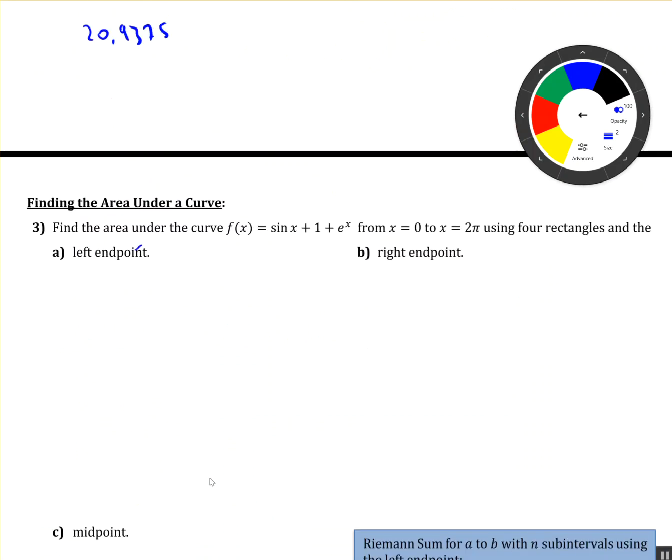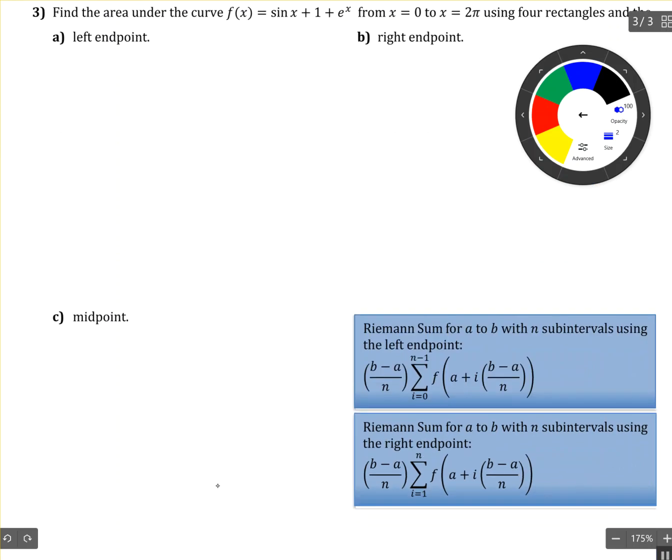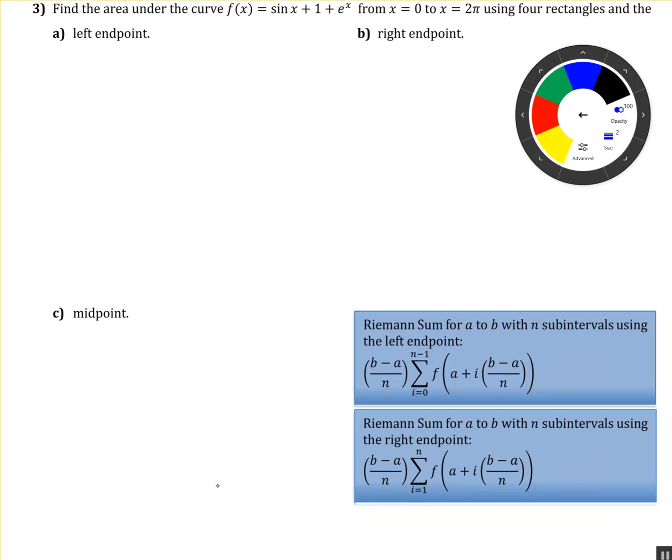So let us find the area under the curve f of x equals sine of x plus 1 plus e to the x from x equals 0 to x equals 2 pi using 4 rectangles and the left endpoint, right endpoint, midpoint. All right, and here's a nice little formula that tells us how to do all this stuff.